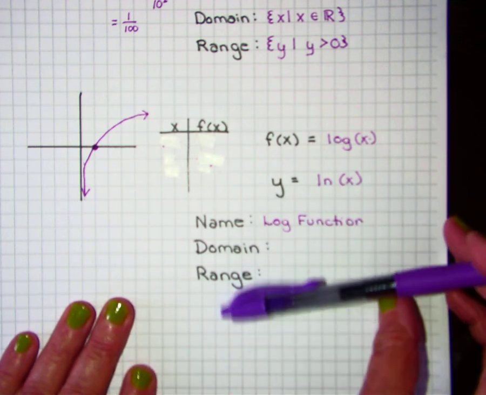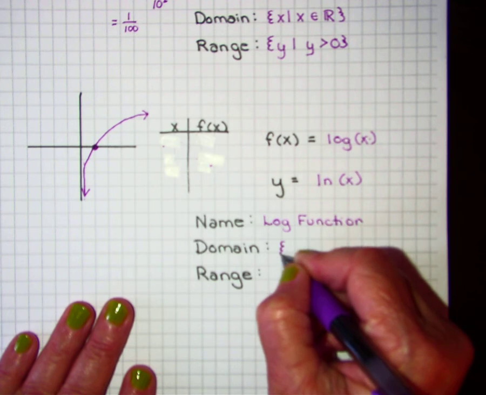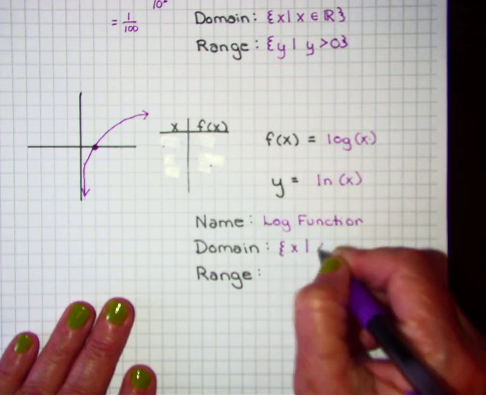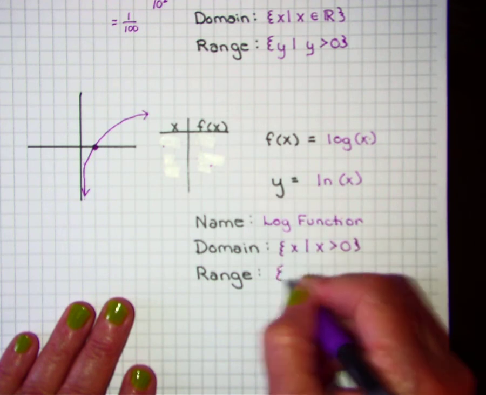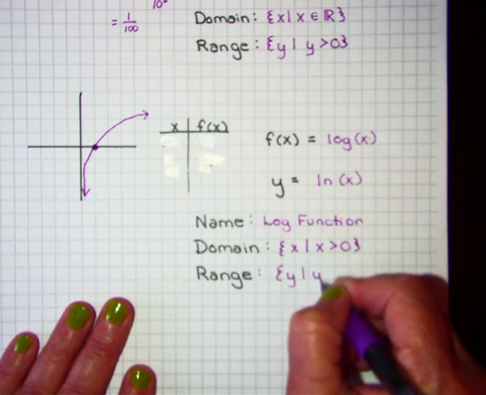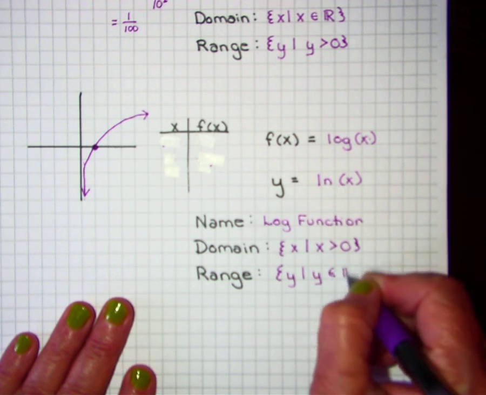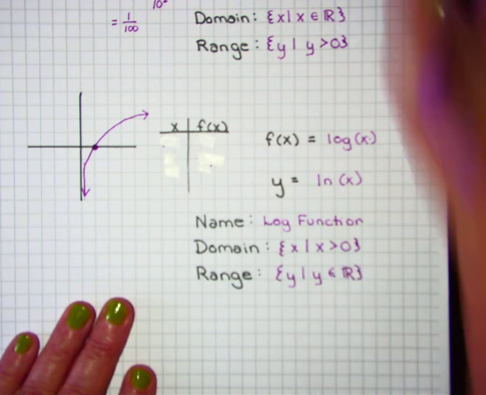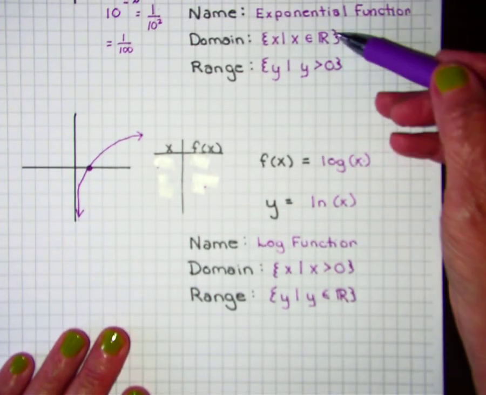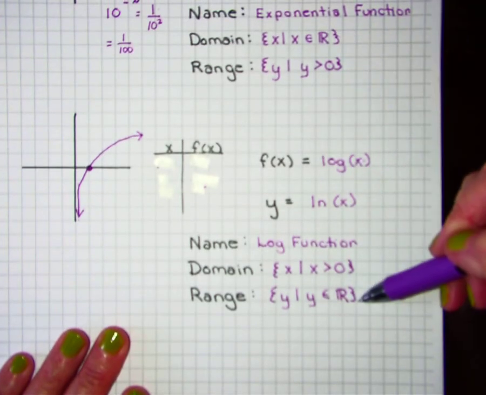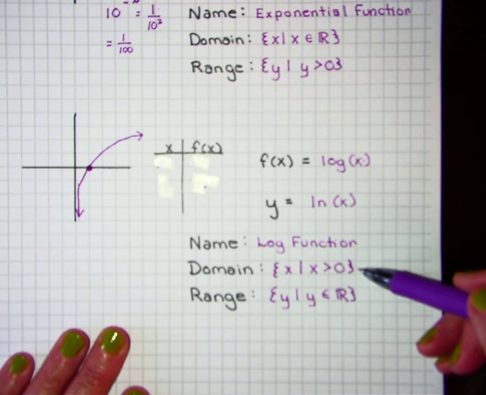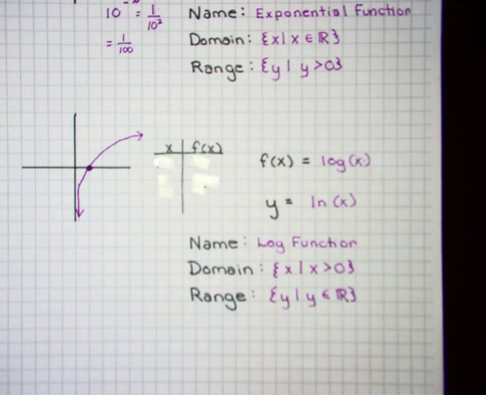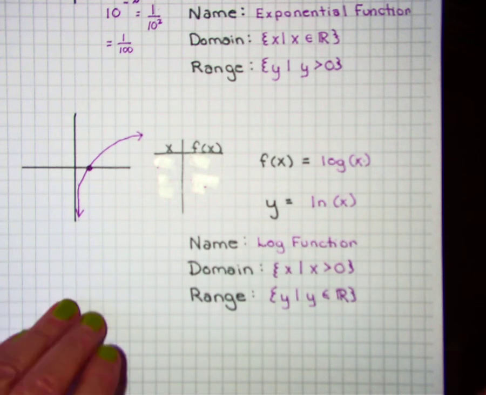The domain for this function is x such that x is always greater than 0. The range for this function, however, is that y can equal or be an element of all real numbers. And so if you look even at the domain and range, the domain here can be all real numbers. The range here can be all real numbers. The range for my exponential is always greater than 0. The domain for my log is always greater than 0. It's an inverse function because of that.